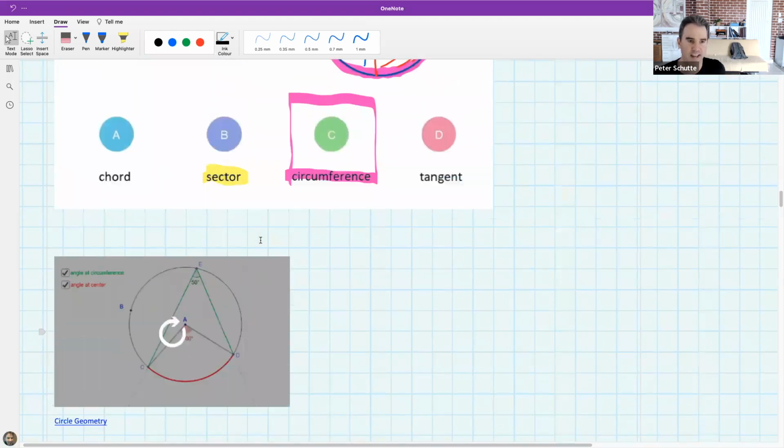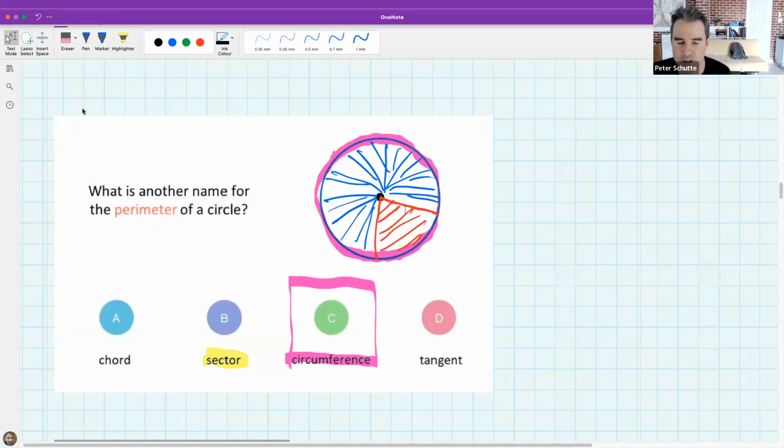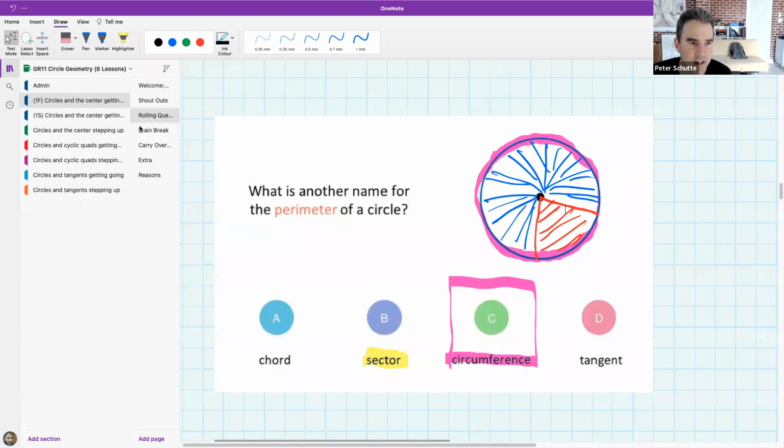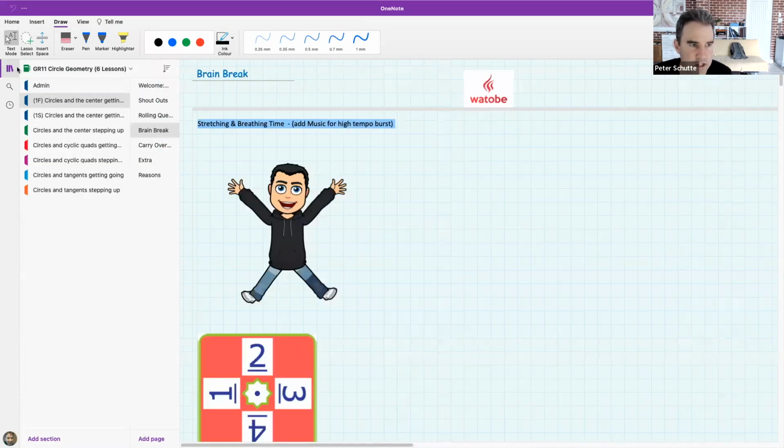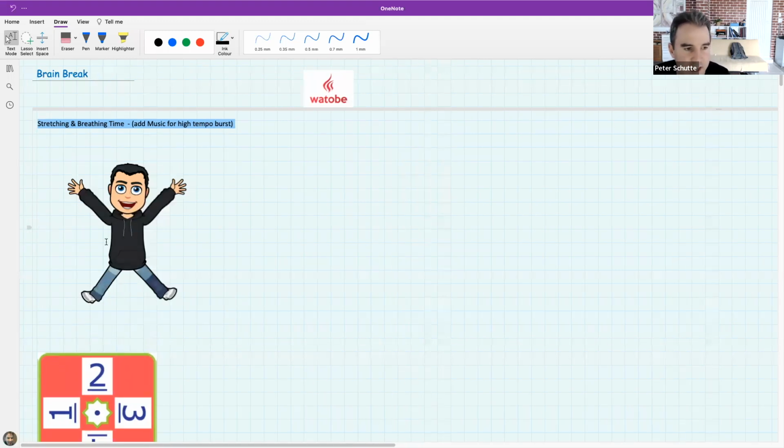Okay, time for a break. Ladies and gentlemen, we have been going for half an hour, and so it is time for you to let your body unwind. Look at that happy chap. He just wants to stretch, so who am I to deny him?